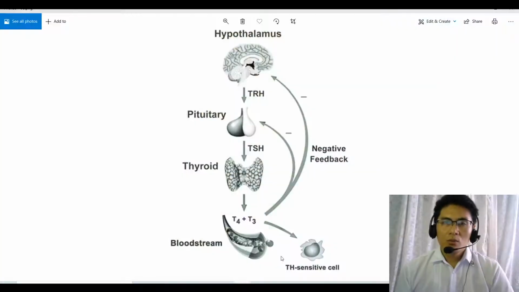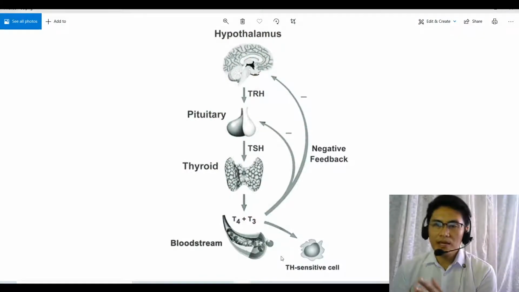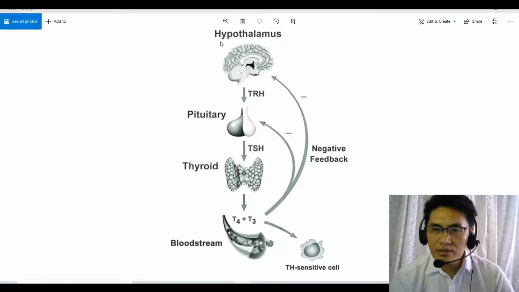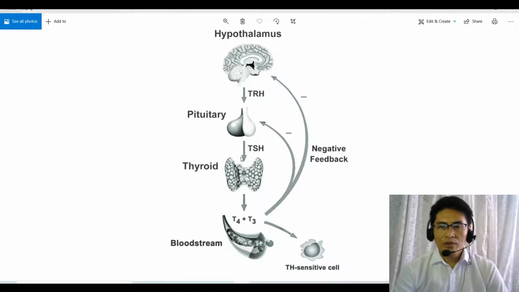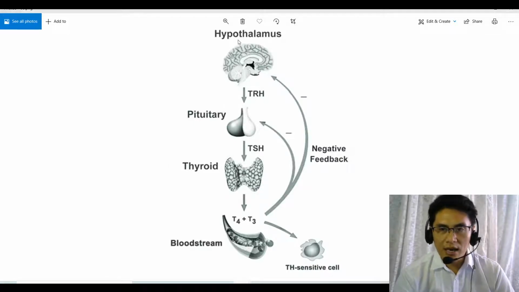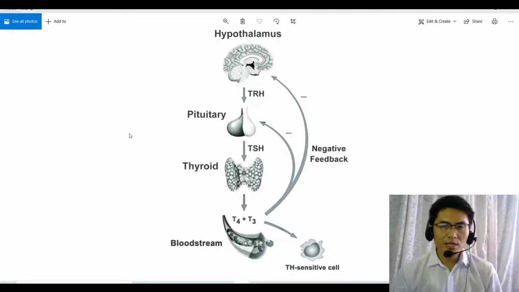Another system of coordinated function in your body is called the HPT axis. So what is this HPT axis? Well, it's a function participated by the hypothalamus, the pituitary, and the thyroid gland. So that's why we call this HPT. H for hypothalamus, P for pituitary, and T for thyroid gland. So how does it work?